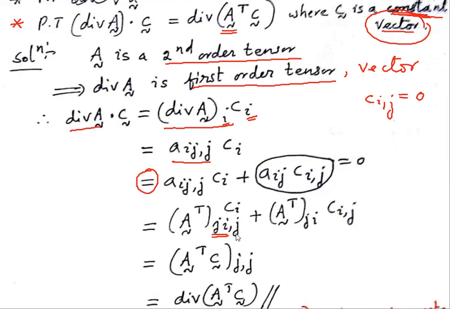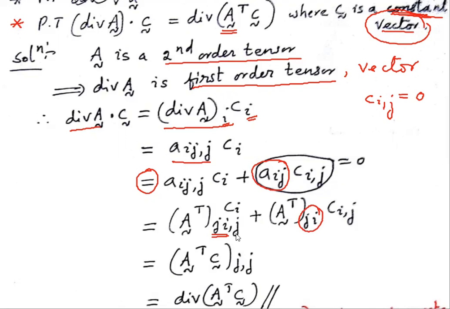Plus, similarly here, in the place of this a_ij, I am going to take A transpose, just watch the suffixes, interchange the suffixes, that is j and i. So ij is becoming ji because I have taken transpose here, because I want transpose in my RHS.